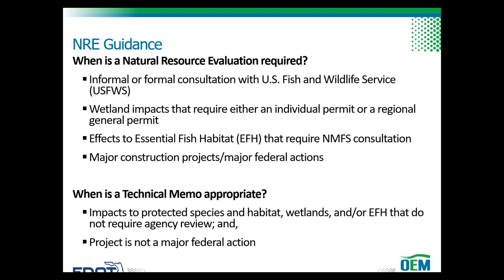For state-funded projects that require a federal permit, an NRE should be developed and sent to agencies as technical assistance to help streamline the permitting process. If the project is a major federal action, meaning that an environmental impact statement is being prepared, then an NRE should be developed to document natural resource impacts. However, even minor projects that constitute a Type 1 categorical exclusion can require an NRE if consultation is needed. If formal consultation is needed for a Type 1 categorical exclusion, it must be initiated by OEM, and the district should discuss with OEM about whether it is appropriate for the project to proceed as a Type 1.